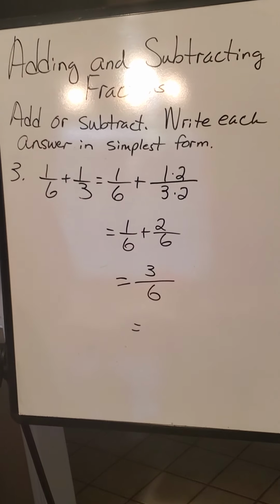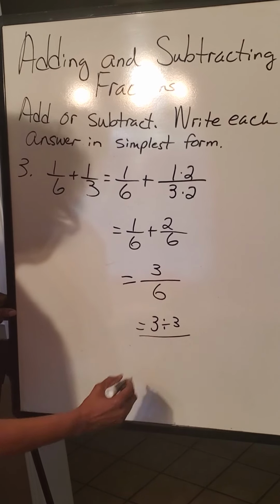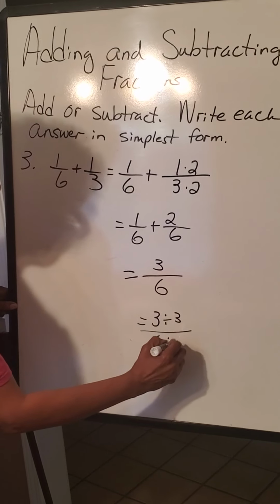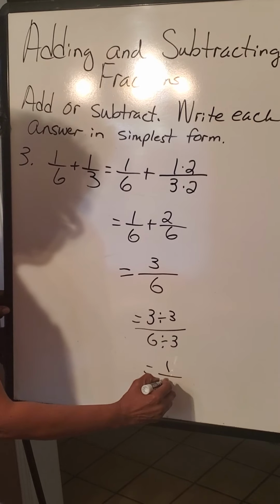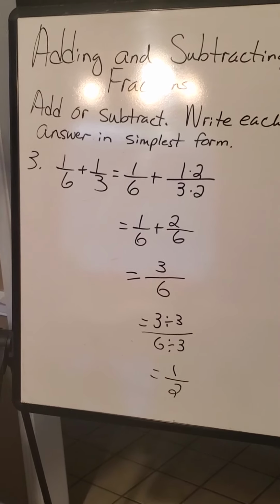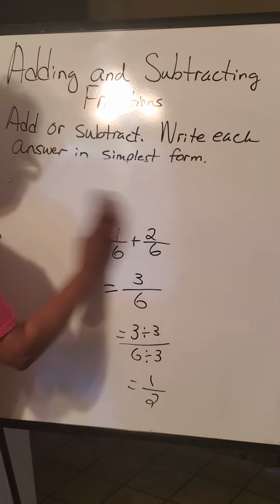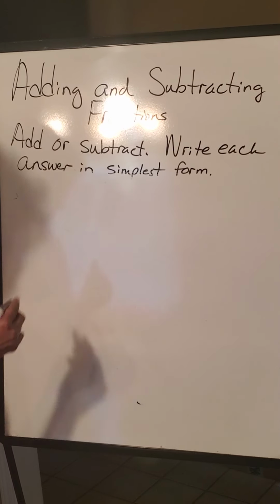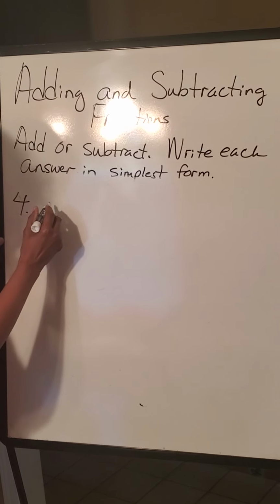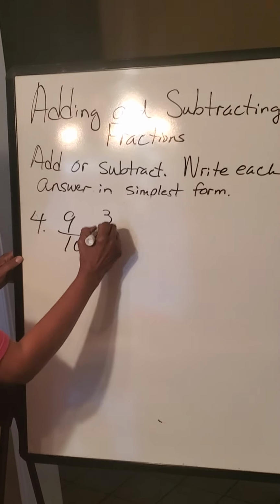Add my numerators, 1 plus 2 gives me 3. 3 and 6 have a GCF of 3, so I'm going to reduce by dividing my numerator by 3, divide my denominator by 3. 3 divided by 3 is 1, and 6 divided by 3 gives me 2. So I get an answer of 1/2. Example 4. If I had 9/10 minus 3/4.